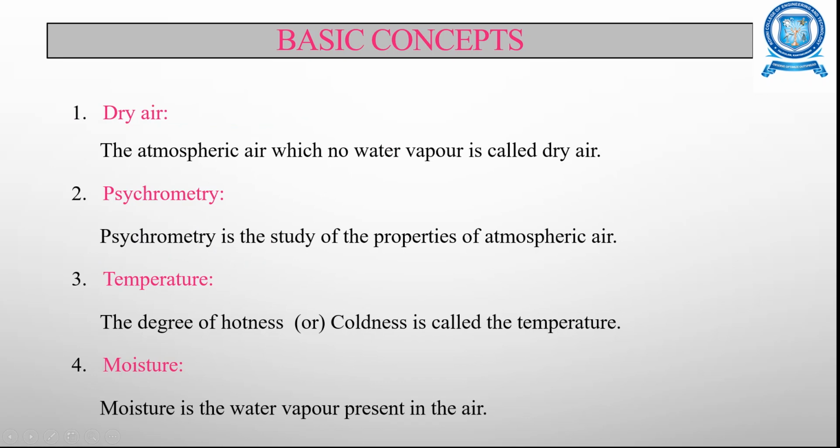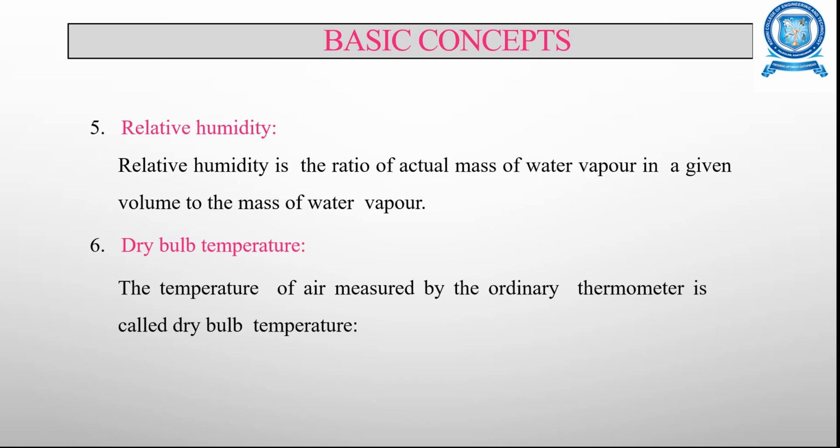The first basic concept for air conditioning is dry air. Atmospheric air which has no water vapor is called dry air. Psychrometry is the study of the properties of atmospheric air. The third basic concept is temperature: the degree of hotness or coldness is called temperature. Moisture is the vapor which is present in the air. Relative humidity is the ratio of the actual mass of water vapor in a given volume to the mass of water vapor the air could hold at saturation.